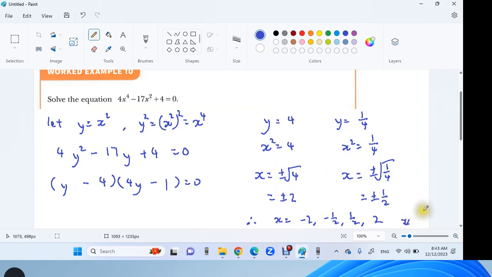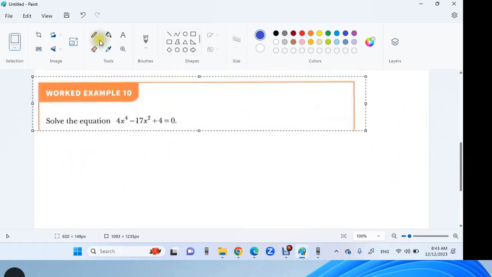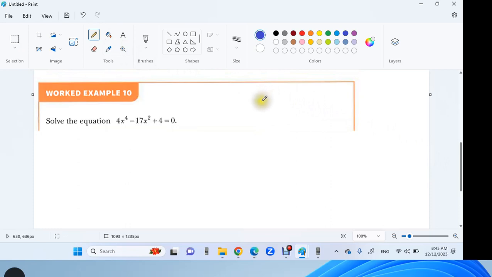This is the answer. So this one, I call it substitution method. I sub y equal to x squared. If you are more skillful, then you can solve directly. How to solve it directly? This one is 4 times x squared squared, the square of x squared, minus 17x squared plus 4 equal to 0.